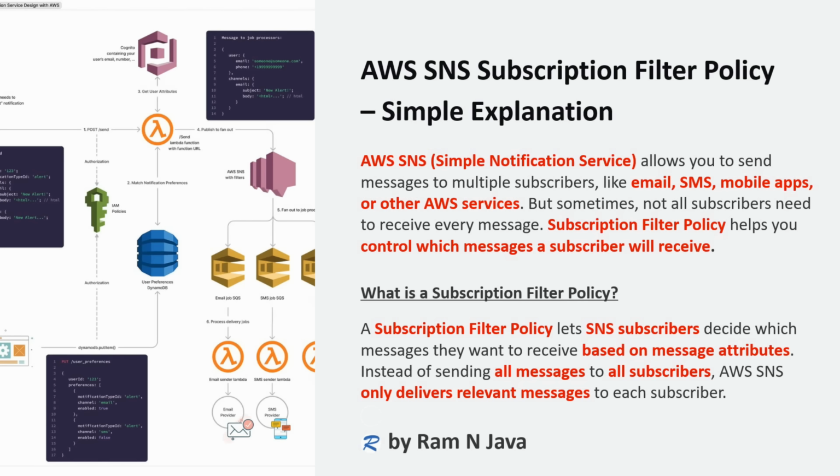In this video tutorial, I will explain AWS SNS Subscription Filter Policy. AWS SNS allows you to send messages to multiple subscribers like email, SMS, mobile apps, or other AWS services. But sometimes not all the subscribers need to receive every message. Subscription filter policy helps you to control which messages a subscriber will receive.